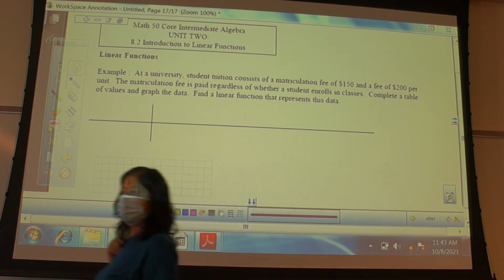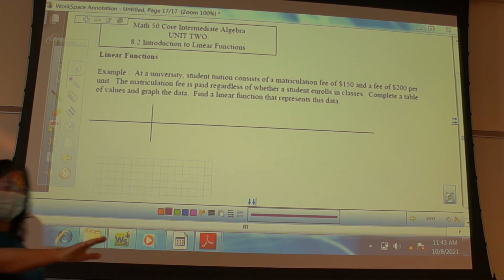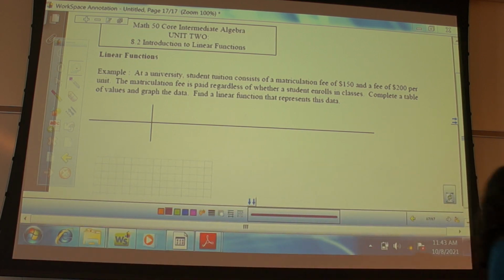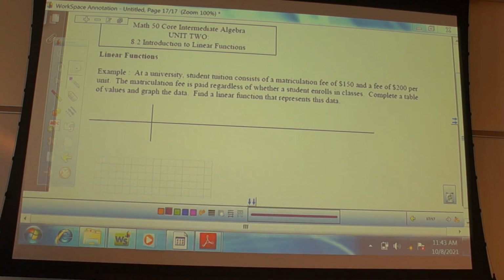The amount you pay. So you guys over here, talk to your neighbors and come up with an idea. What's the other thing that changes? The amount you pay, and what else changes? I guess, what changes from student to student? The number of units, right? So, the number of units they take and the amount they pay.